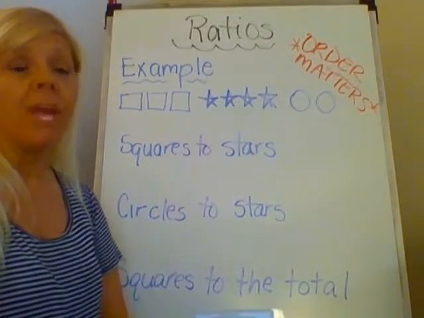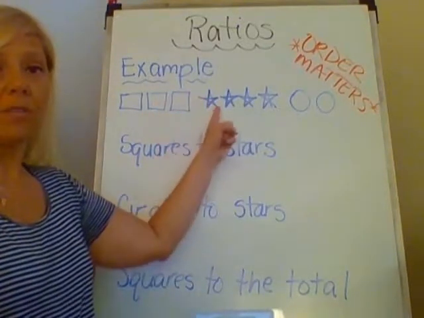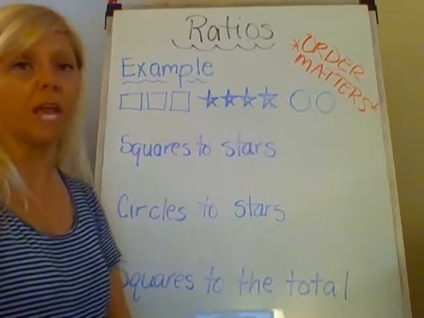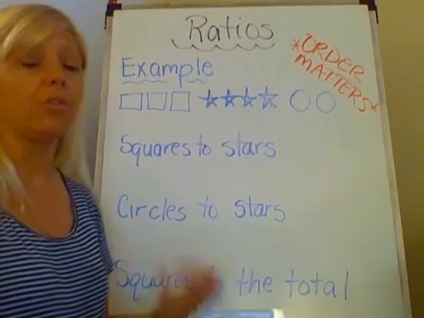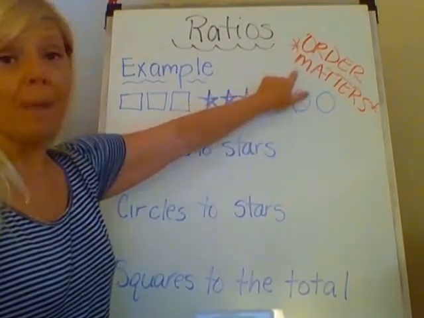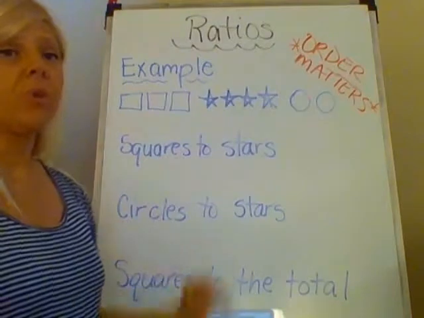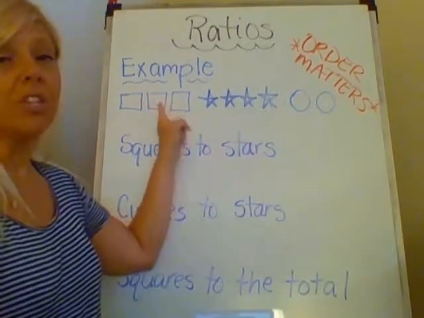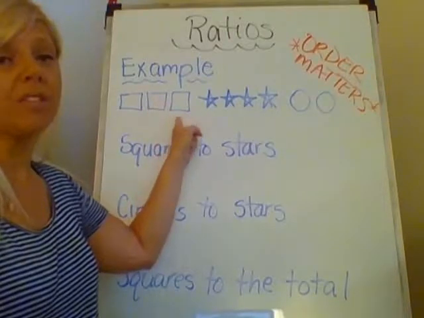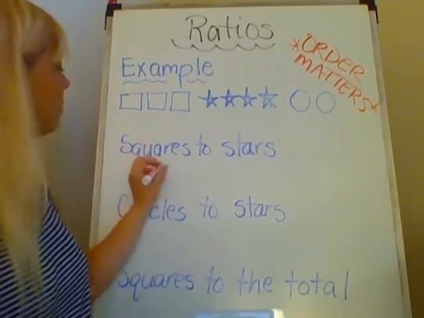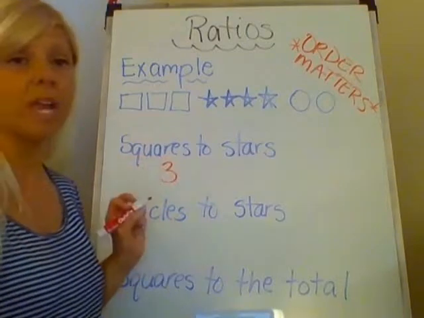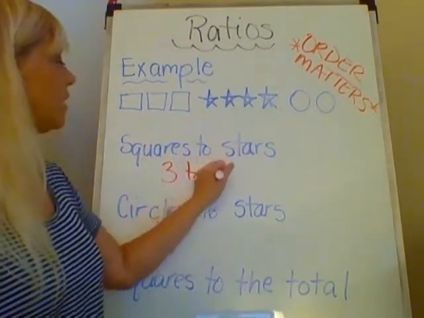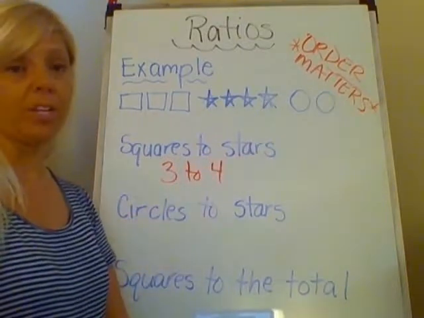Let's look at examples on how to write our ratios with these three shapes that I have drawn on the board. All right, so I have 3 squares, 4 stars, and 2 circles. Now, when dealing with ratios, however it's written, order matters. So if I have squares to stars, then I need to make sure that I have my squares number first. So I'm going to go ahead and put 3 because that's how many squares I have. Stars is 4. So that's the first way that I can write my ratio.